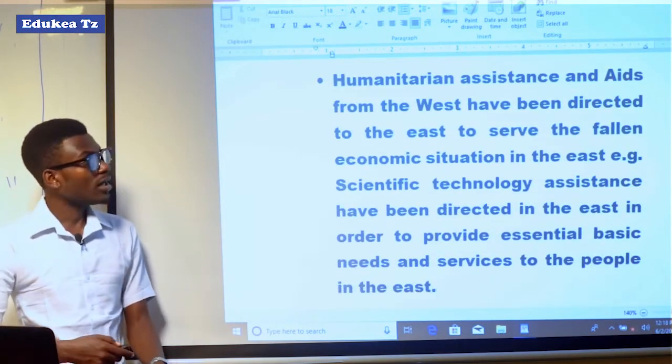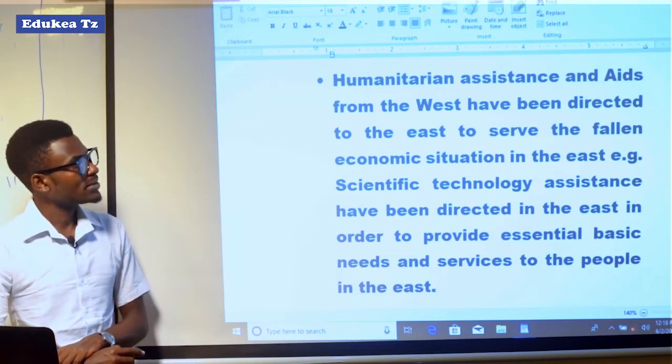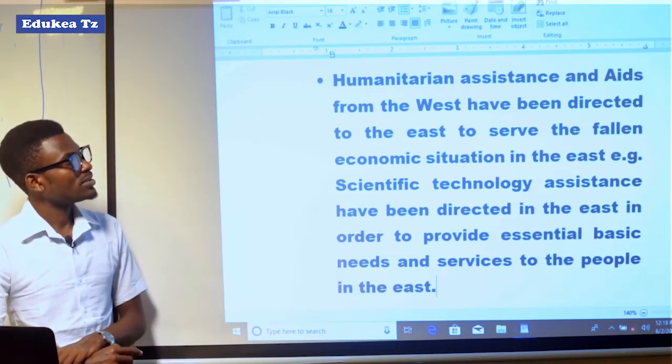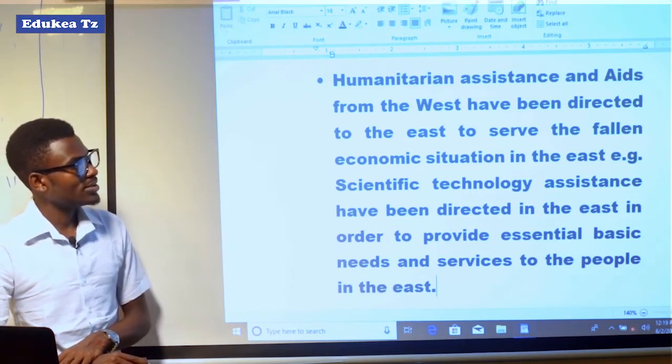Also, another effect that resulted from the collapse of USSR was that humanitarian assistance and aid from the West were directed to the East to save the fallen economic situation in the East.